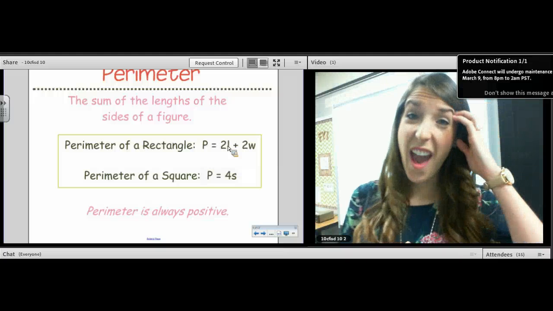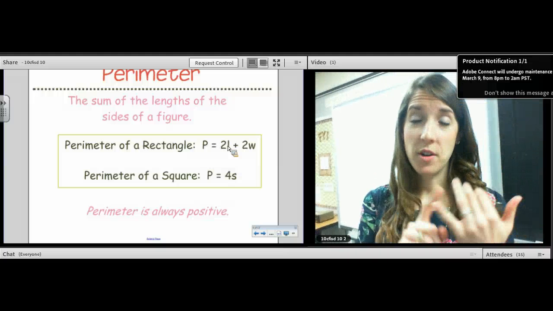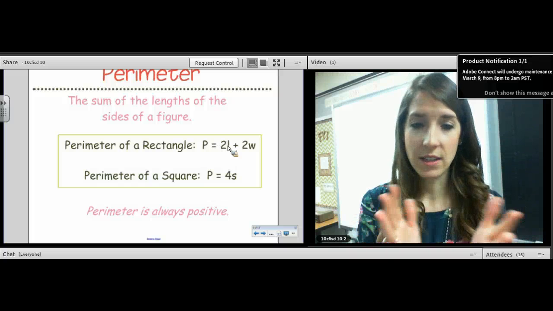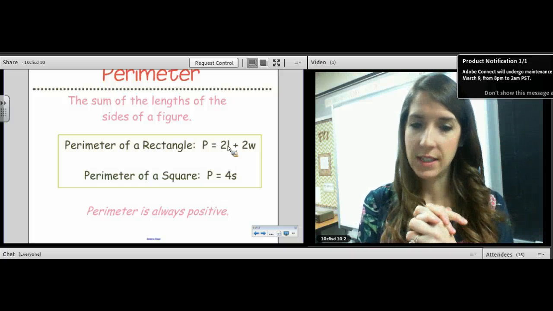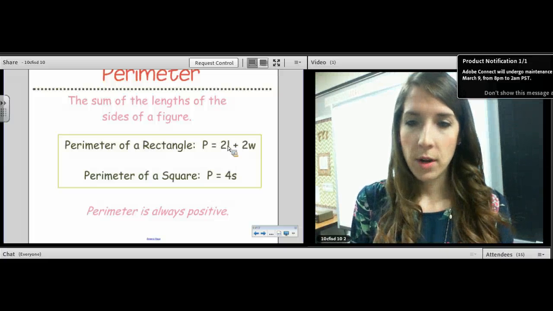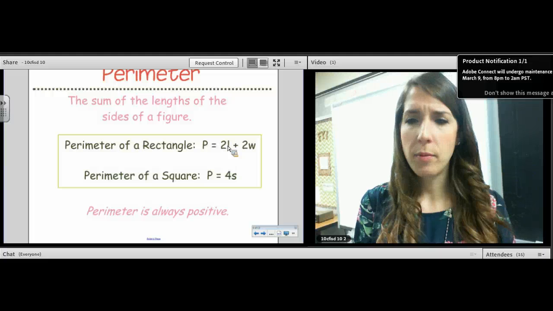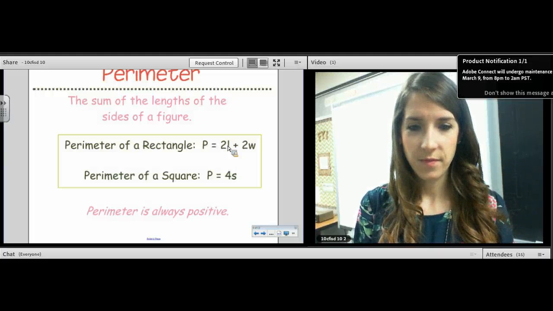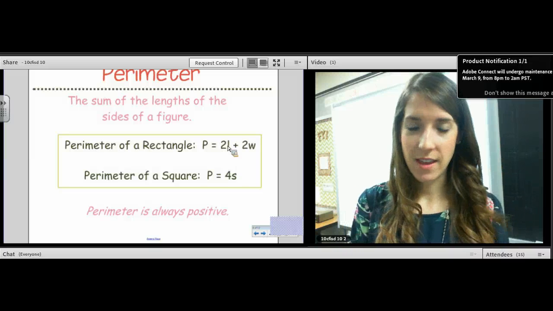Perimeter, or rather everything in this unit, perimeter and area, is always positive. You should never get a negative answer because distance for our purposes is not negative. Perimeter. So 2L plus 2W. What do L and W stand for? Length and width. Yes, very good.